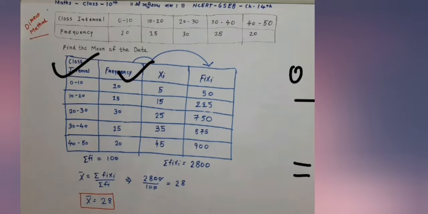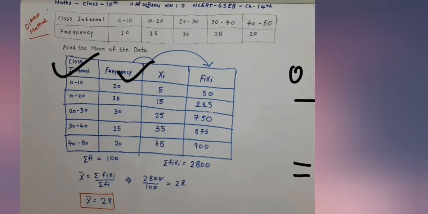To find the fi xi, we multiply frequency with the mid value. So fi xi is 10 into 5, that is 50, 15 into 15 is 225, then 30 into 25, that is 750, 25 into 35, that is 875, and 45 into 20, that is 900. So here we got fi xi. Now we need to find sigma fi xi, that is the sum of all the fi xi.